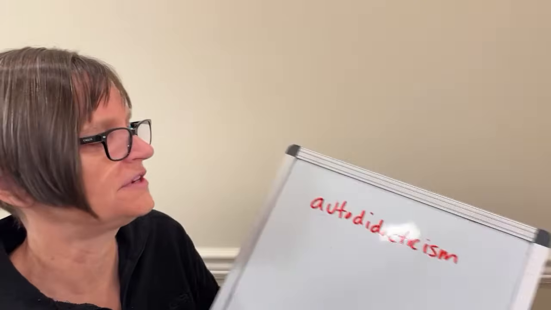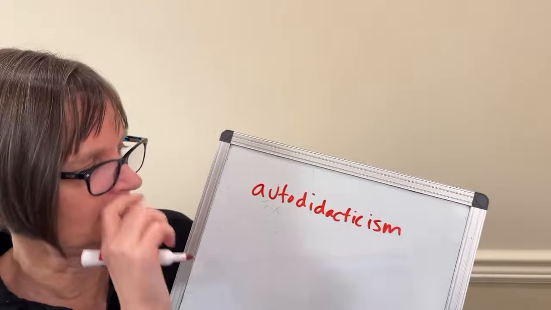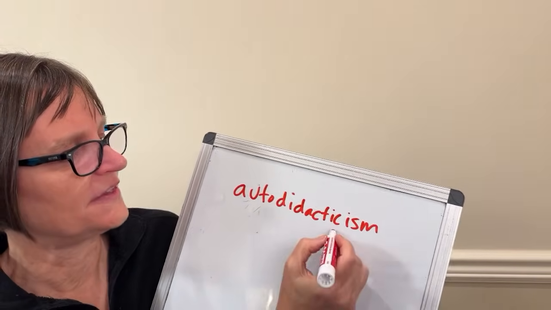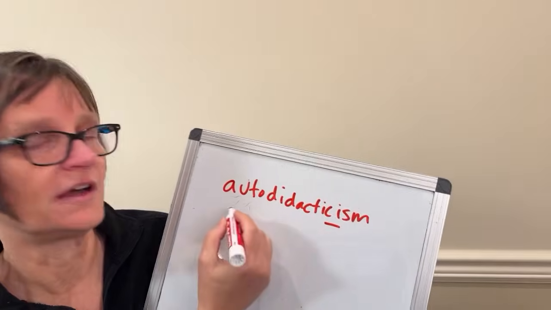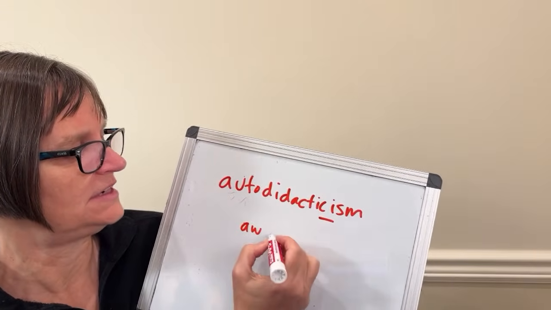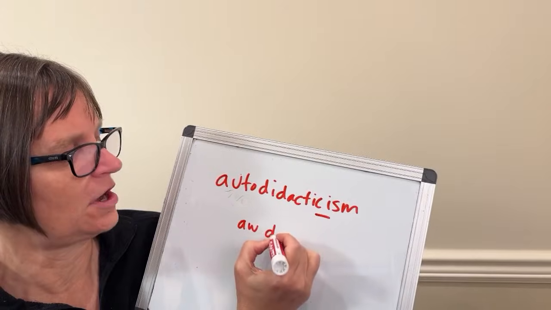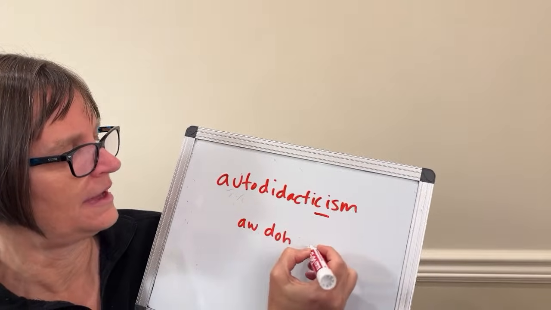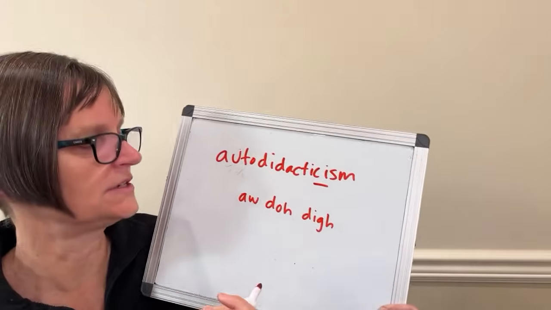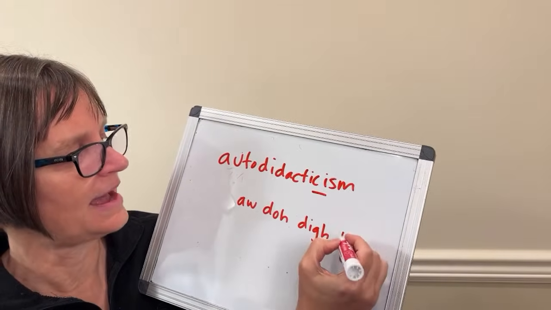So we have autodidact, autodidactic, autodidacticism. We're stressing on the second to last syllable here. So for the AU, we have the ah sound. The T is going to be flapped here, auto. And then this I is going to be an I like in my or might. Autodidacticism.